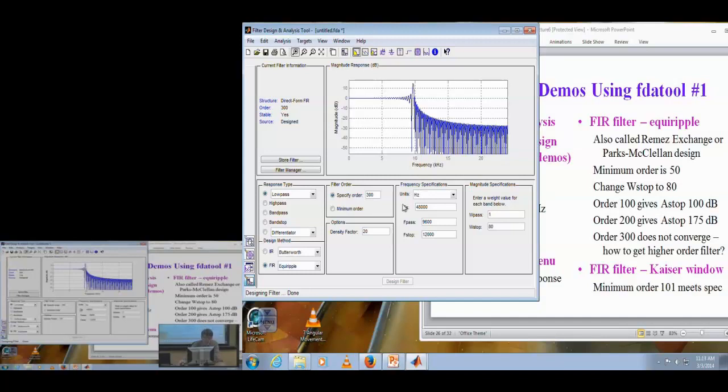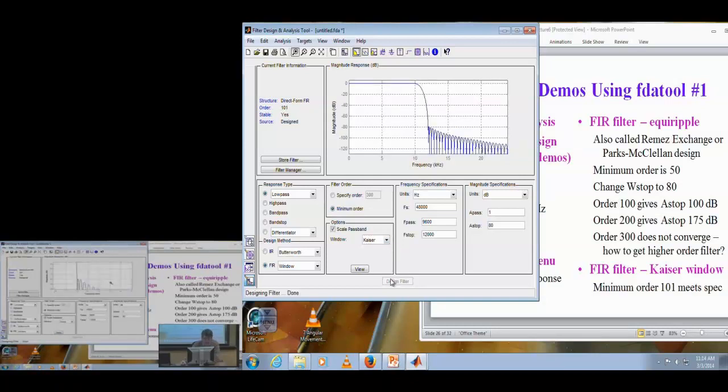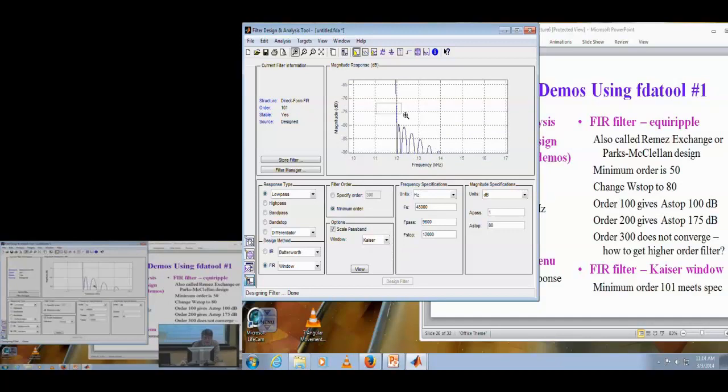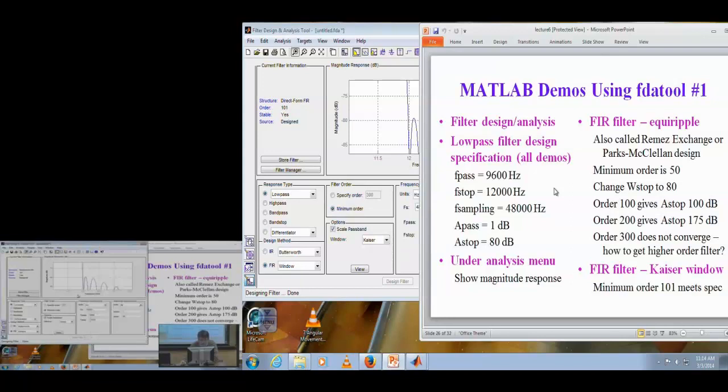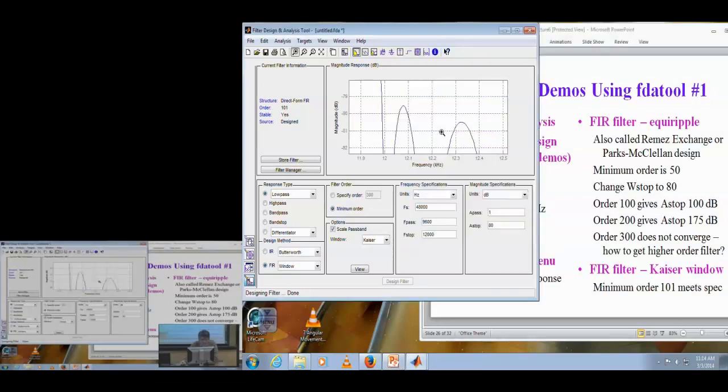So what happens? My Parks-McClellan algorithm fails on me to give me coefficients back. I want a filter. We've got backup plans. So let's try Kaiser, minimum order Kaiser. Let's find the window. I can choose many options, but here's Kaiser. And let's see if this meets spec. Ooh, we may not have met. So it does not meet spec.